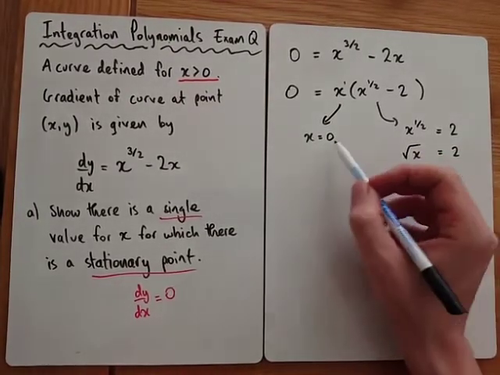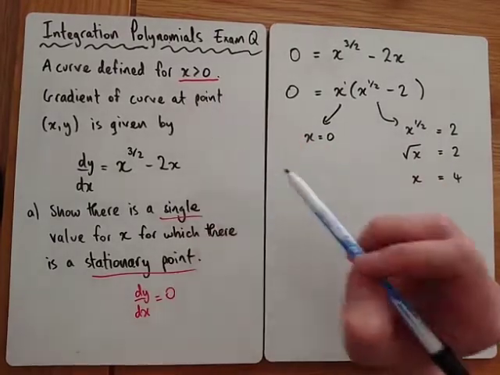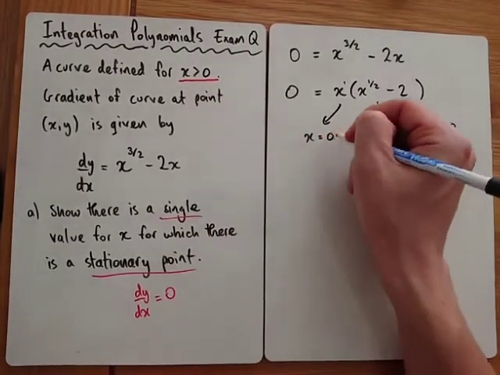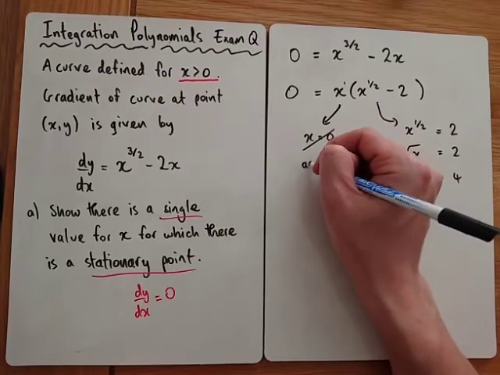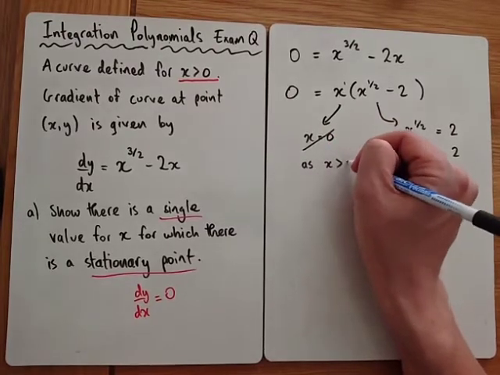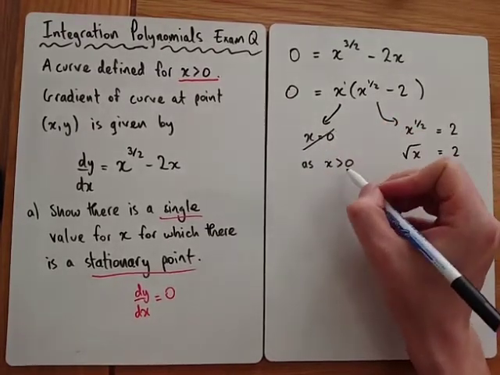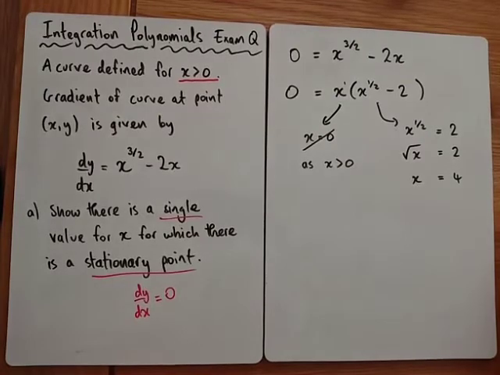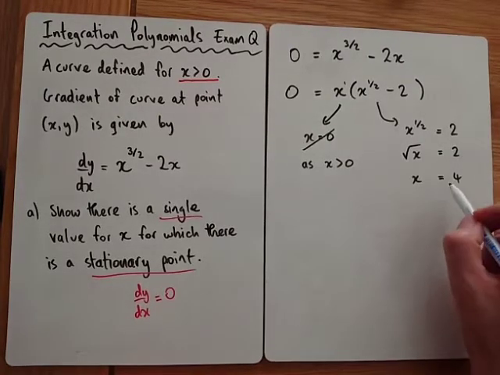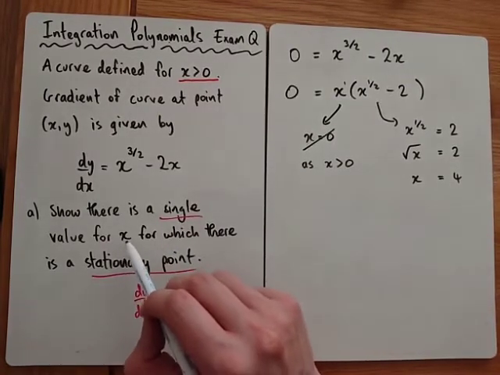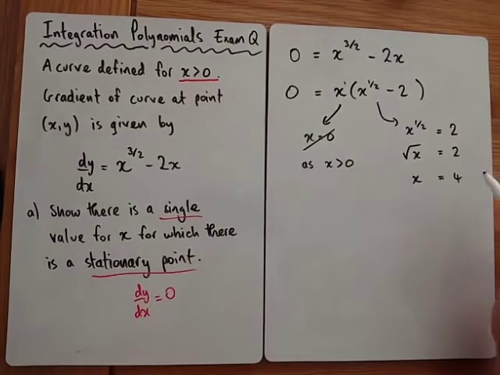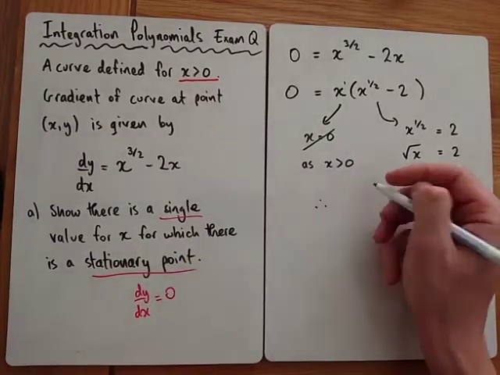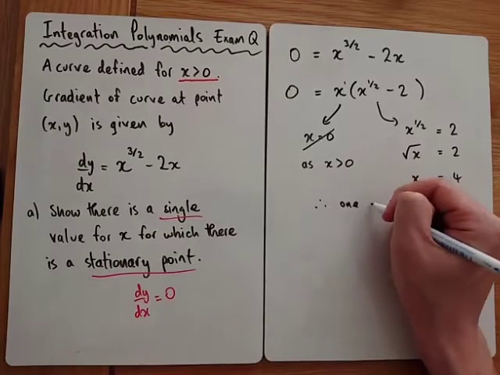Why have we got two solutions? Well, don't forget x is greater than 0, so I would state x is greater than 0. You still want to show the working out here and give a reason why you're not going to use that solution. Okay, so our single value of x, we don't need the y value, we've just got our x value, and therefore one stationary point.